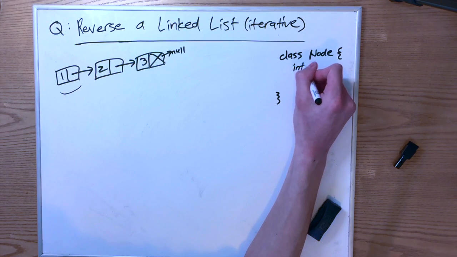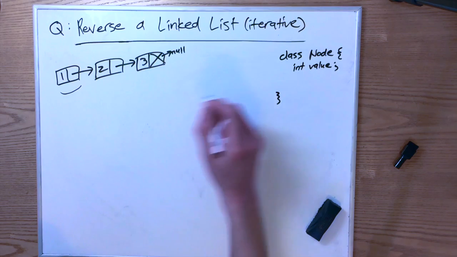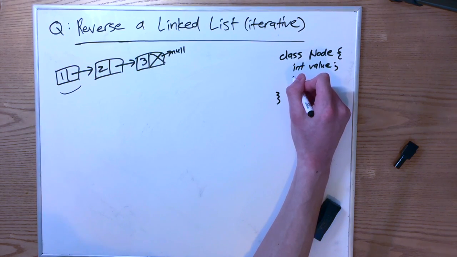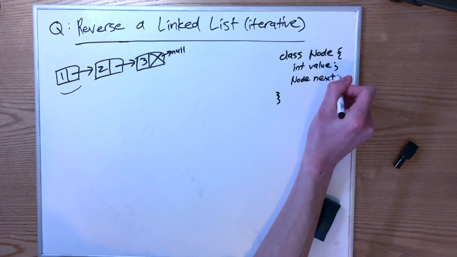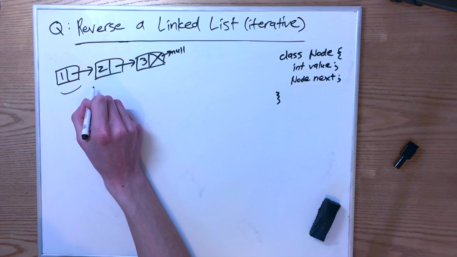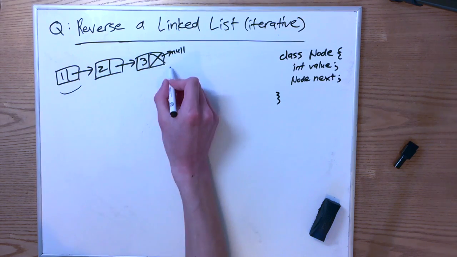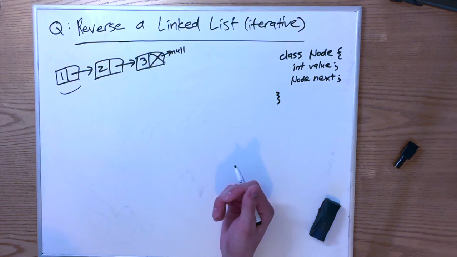So let's call that int value. And the pointer to the next node, we know that has to be of type node. So it's of type node, and let's call that next. So next represents the pointer that each node has to the next node. So it can either point to another node or it can point to null. Only those two possibilities.